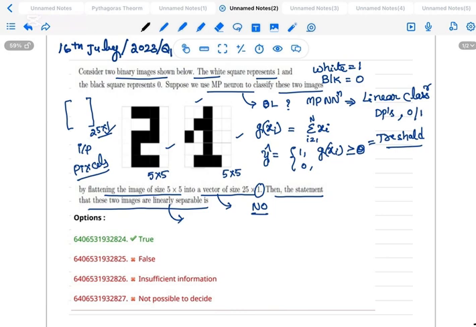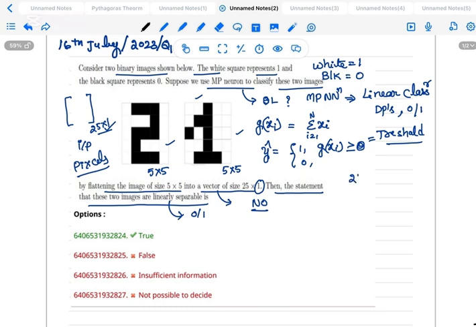What is meant by linearly separable? It means a linear classifier can separate the data points into class 0 or class 1. For example, in two dimensions there are many data points, and there are two types of data points here. These two types are separated by this line. This is called the decision boundary. So these data points are linearly separable.